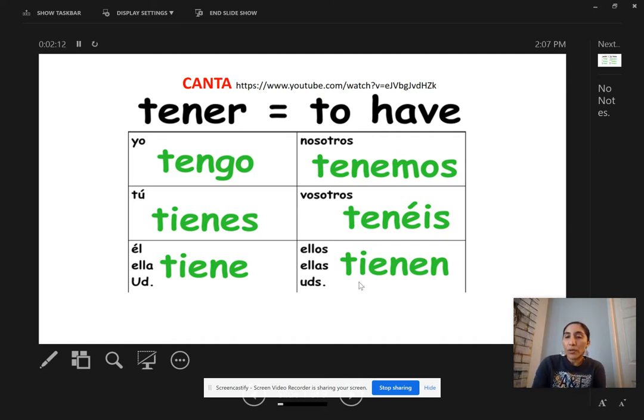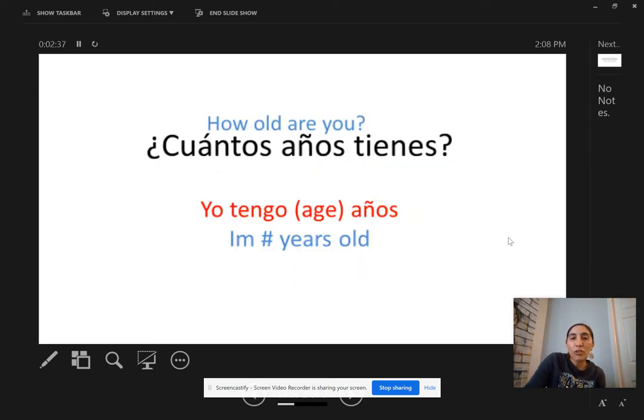So, for example, I want to use tener to say I have pencils. I will say yo tengo 10 lápices, yeah? Or I can say I have a phone. You say yo tengo un teléfono, yeah? So again, you use this verb to say what you have, what she has, what we all have, or also to say our age. So now with age is a little more tricky.